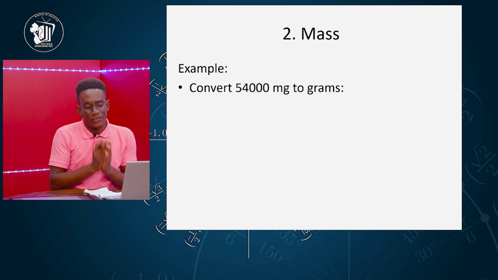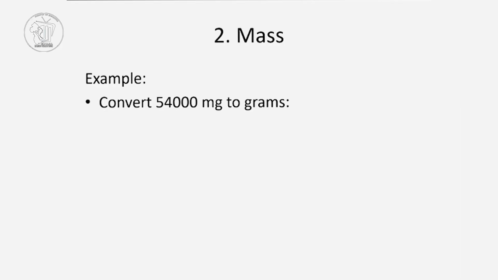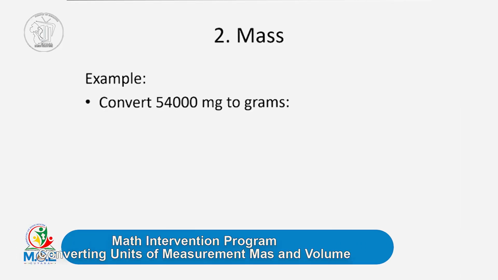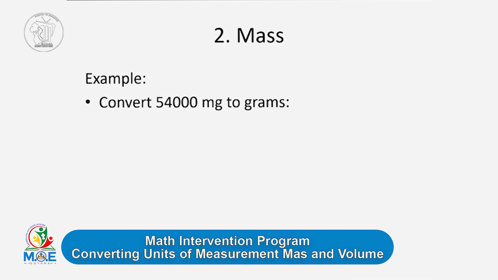So let's say we have 54,000 mg and we want to convert that to g, which is grams. So we start off with the mnemonic again. Many Chinese danced, many days Hong Kong. So we replace the M with G and we add on the G here. So we're converting from mg to grams.